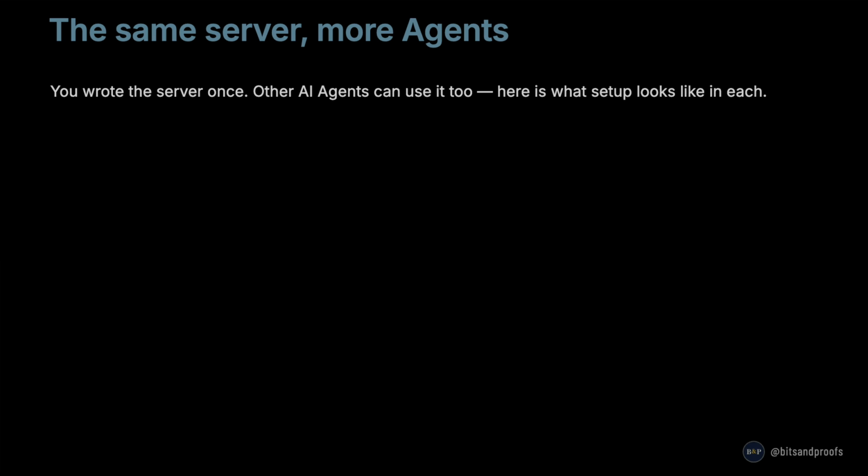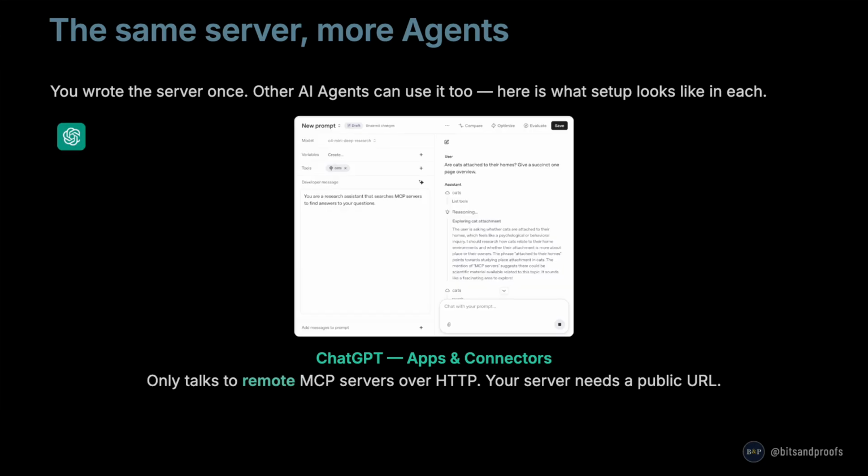You wrote the server once. Other MCP clients can use it too, but it is worth knowing how each one reaches your server because the differences matter. ChatGPT supports MCP through its apps and connectors settings. The important detail, ChatGPT only talks to remote MCP servers. That means your server has to be hosted somewhere reachable over HTTP with a public URL. The notes server we just wrote running on your laptop will not work for ChatGPT directly. You would need to deploy it first.